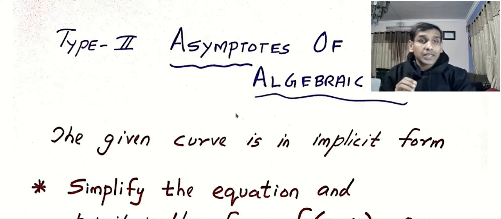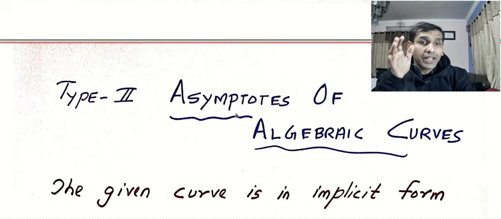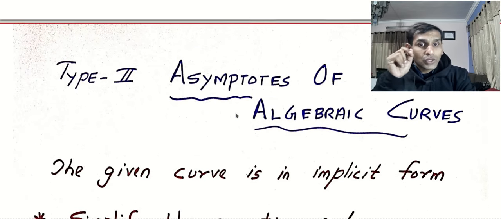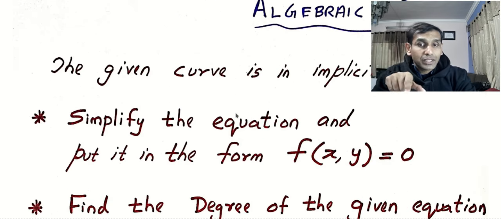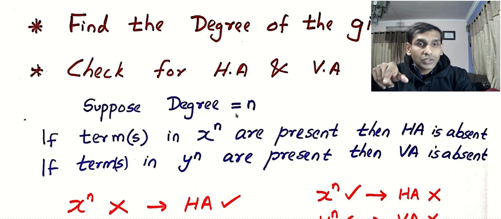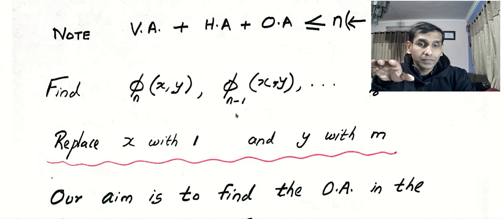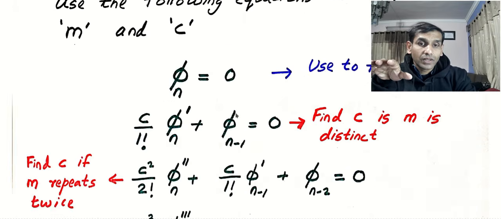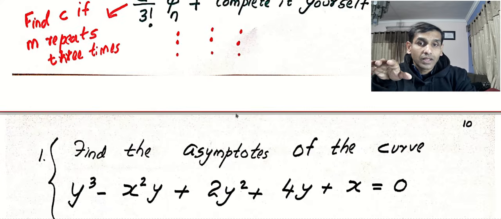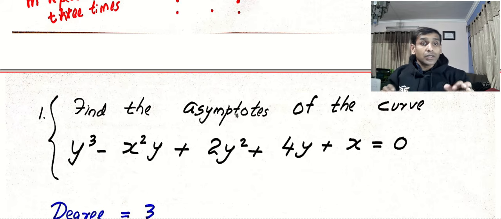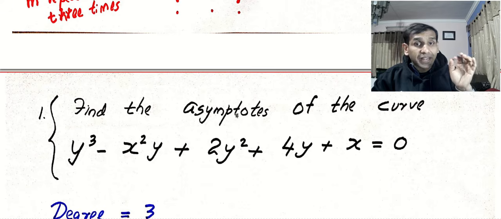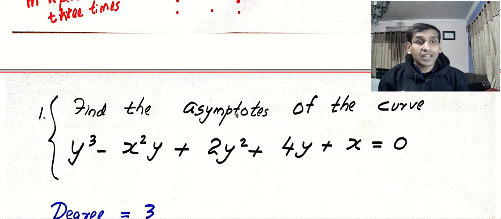Okay, so let's go back to asymptotes for algebraic curves or implicit functions. You can take screenshots here: simplify the equation, find the degree of the equation. I'll scroll slowly; you can pause and take screenshots. Okay, let's start with one problem. Once more, let me make it very clear: Type 1 means asymptotes of rational function, Type 2 means asymptotes of implicit function. And let's learn this procedure within 20 minutes.